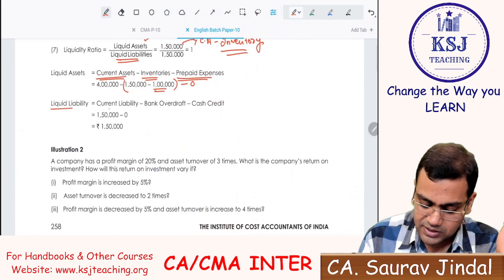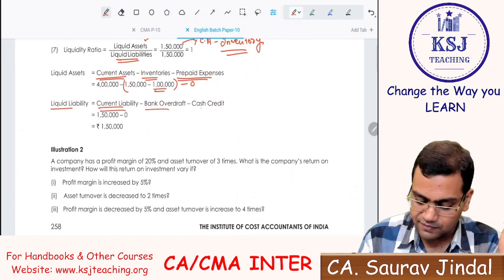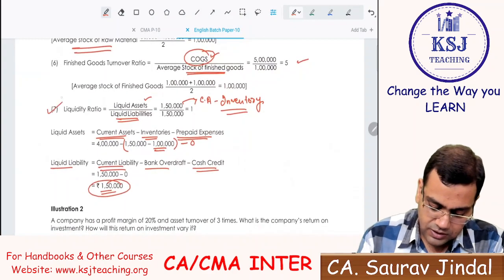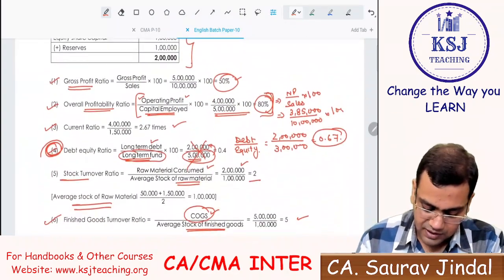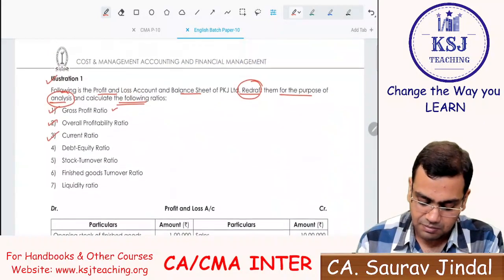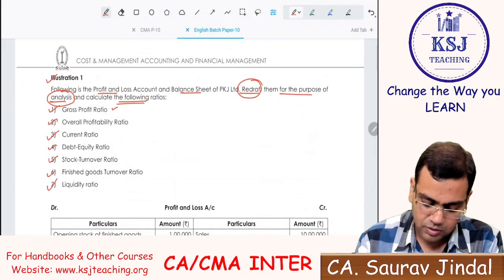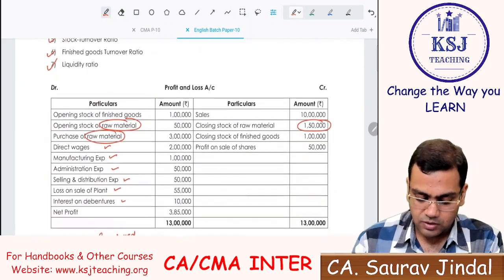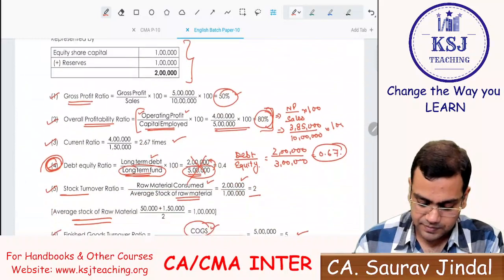So liquid liability is current liability here. No bank overdraft or cash credit is given. So 1,50,000, you can calculate the liquid ratio. So mark it as an important question. Yes, definitely this is an important question. Plus be very careful with the debt equity ratio. They have done blunders with the debt equity ratio. I don't know who is making this module, seriously.